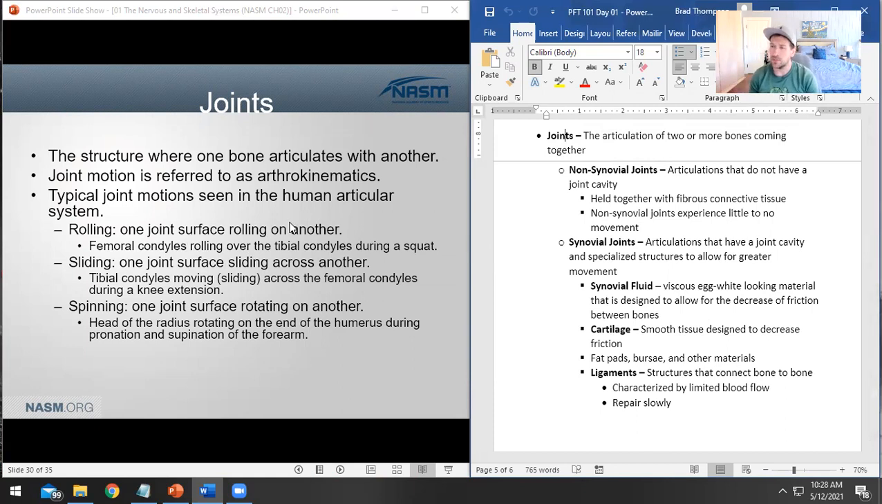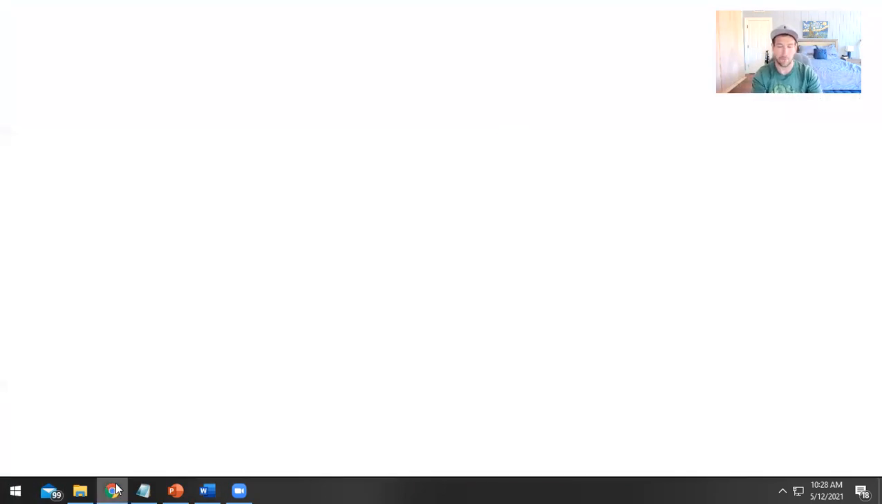Now, we have a lot of different types of motions that we create when we are moving our joints. When we're moving our bones around and manipulating our joints, there are a lot of different types of joint motions, but there are 3 primary categories. We're going to call joint motion arthrokinematics. Arthro from the word meaning joint, kinematic meaning motion, so joint motion. The 3 primary types of movements that we see inside of a joint are rolling actions, sliding actions, and spinning actions.